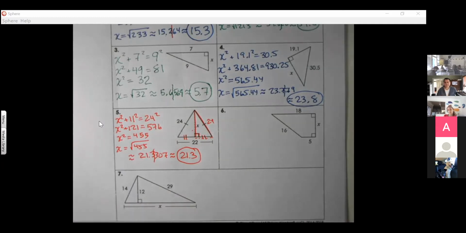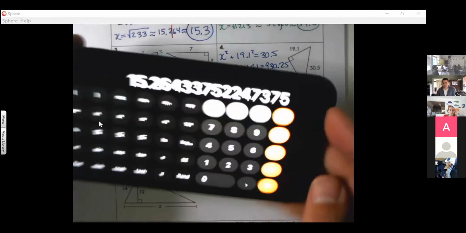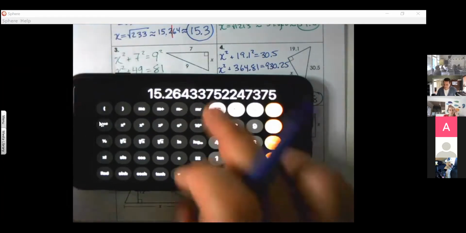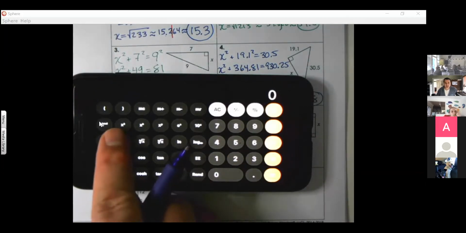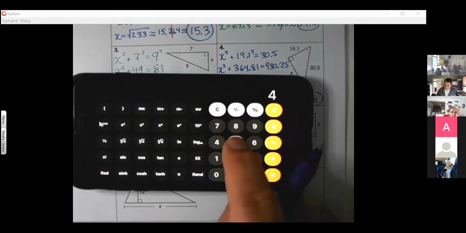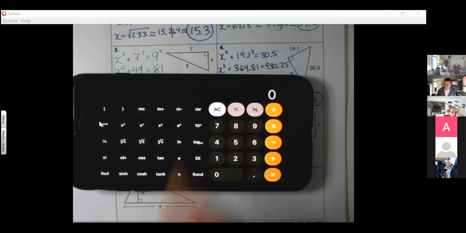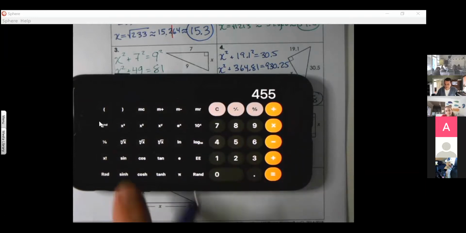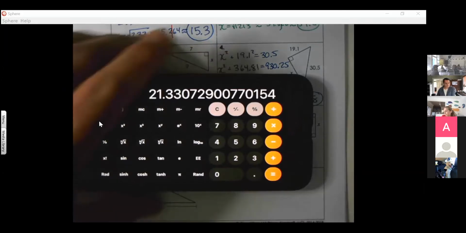Is it an iPhone? Yeah. Okay, so you turn it sideways, and you should get something like this. And then over here, underneath the squared sign, is the square root. So what do we have? 455, and then just press the square root button. Oh, so I do the number first, and then I say square root. I see. Okay. Thank you.